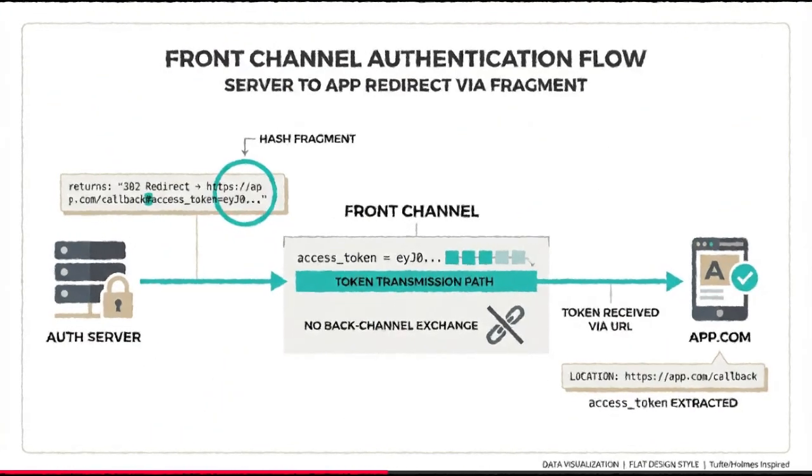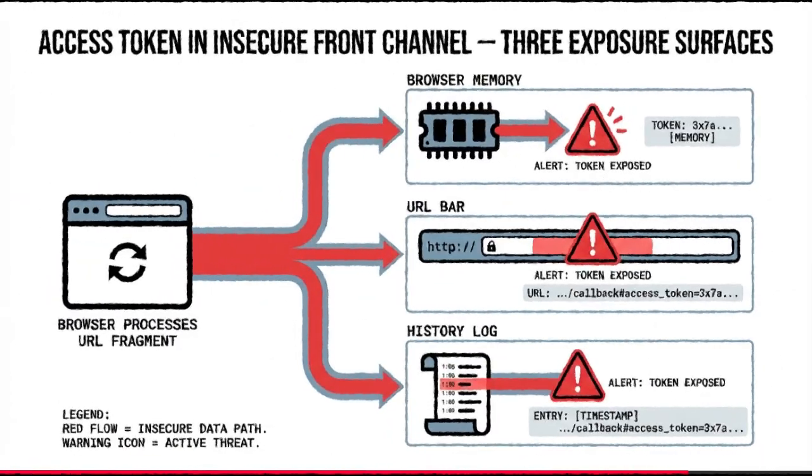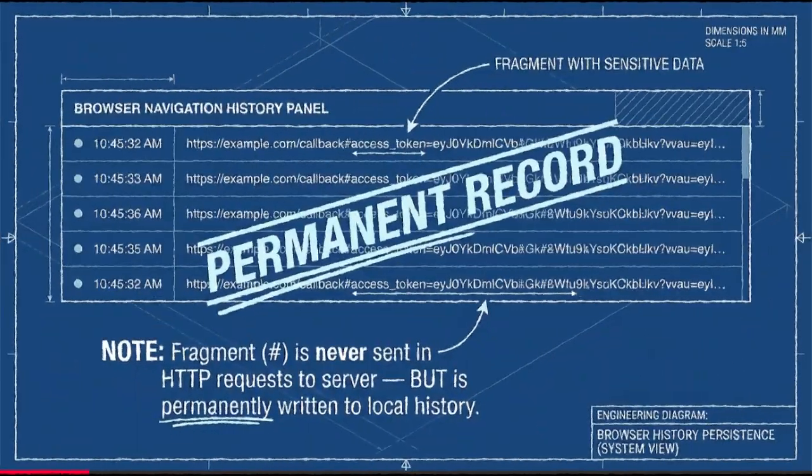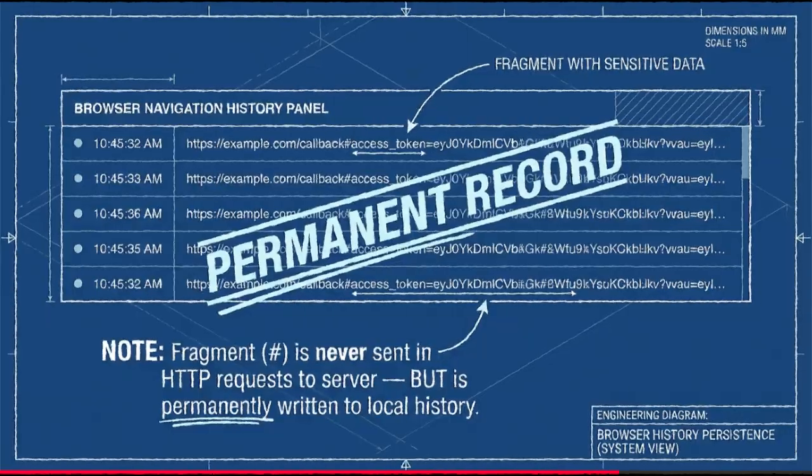The implicit flow skips the secure authorization code exchange step and deposits the highly sensitive access token directly into the insecure front channel for the browser to process. And the failure modes for this pattern are severe and easily exploitable. URI fragments do not leave the browser during standard HTTP requests to a server, but they do remain permanently recorded in the browser's local navigation history.